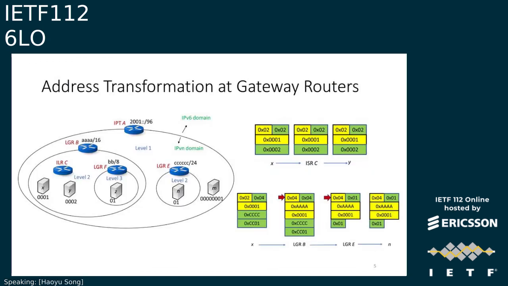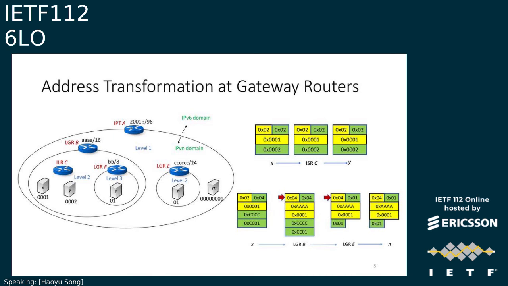So here is an example of a network. You can see the external networks in the IPv6 domain. It allocates a 96-bit prefix to this edge network, and within this edge network, it owns a 32-bit address space. We can further partition this network into multiple levels.